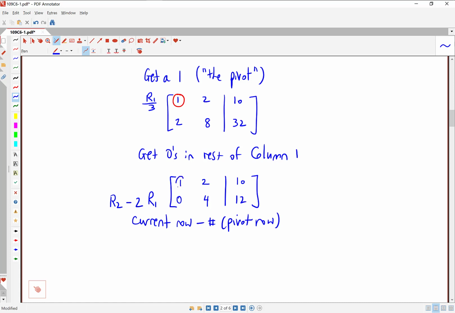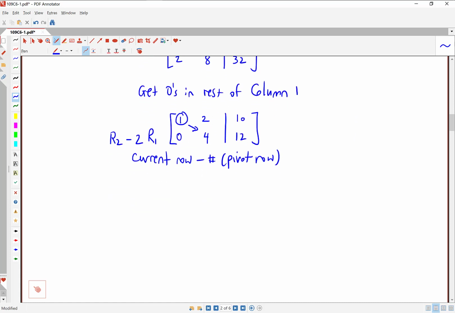And I'm going to keep this 1 circled, keep the pivot circled. So now that that first column is cleaned up, we are going to move down and to the right, and that's going to be the location of our pivot for the next step. So for our next step here, we want to get a 1. We're doing that now in the bottom right position where the 4 is.